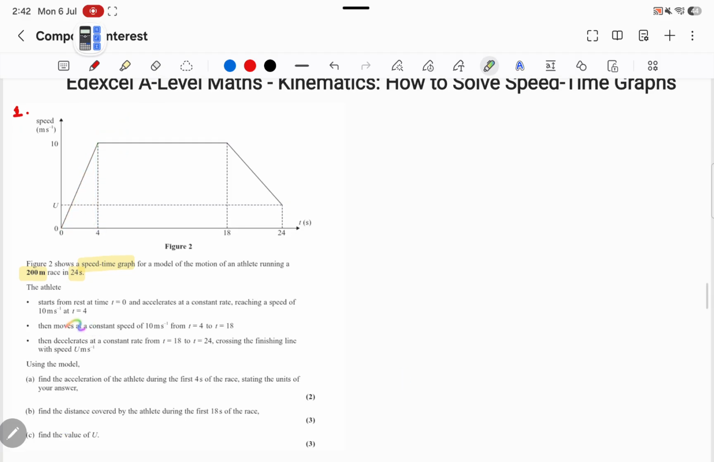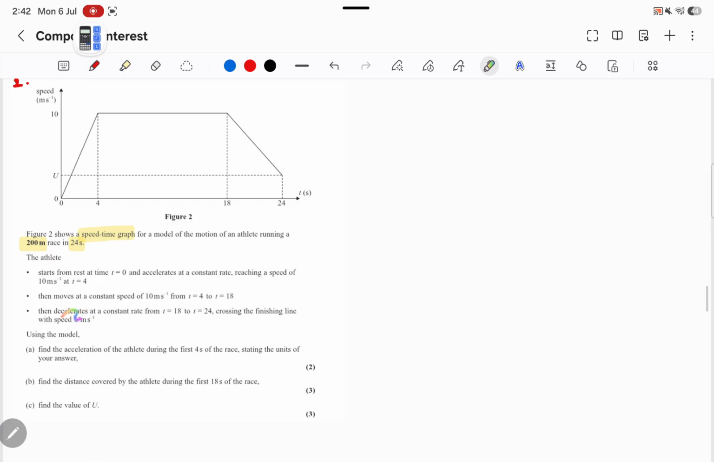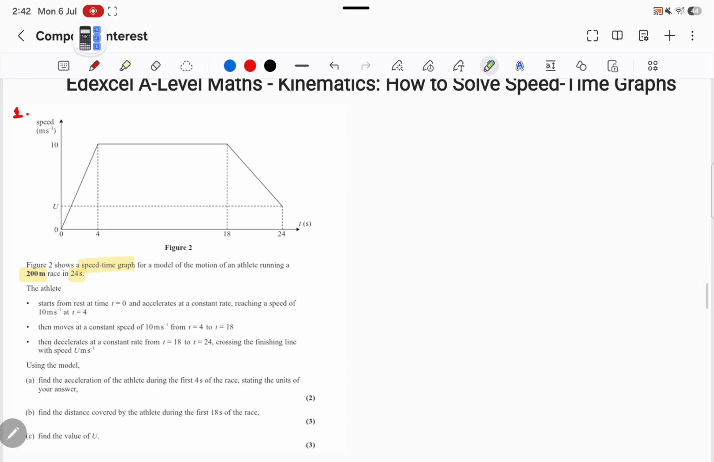Then it moves at a constant speed of 10 meters per second from t equals 4 to t equals 18. So from t equals 4 seconds to t equals 18 seconds, it moves with a constant speed of 10 meters per second, and then decelerates at a constant rate from t equals 18 seconds to t equals 24 seconds, reaching the finishing line with a speed of u meters per second. So the athlete starts decelerating from 18 seconds to 24 seconds and reaches the finish line with a speed of u meters per second.